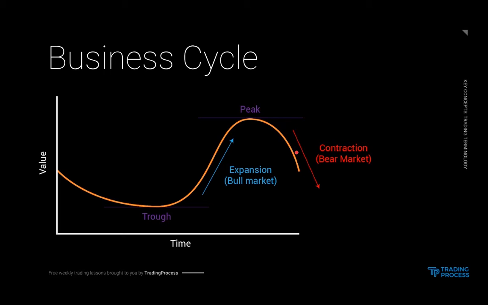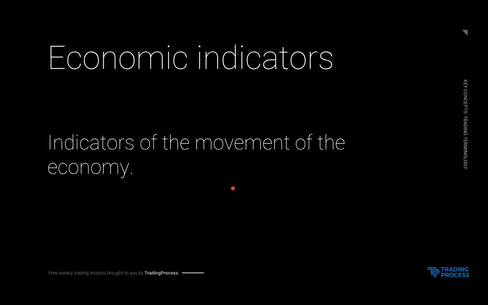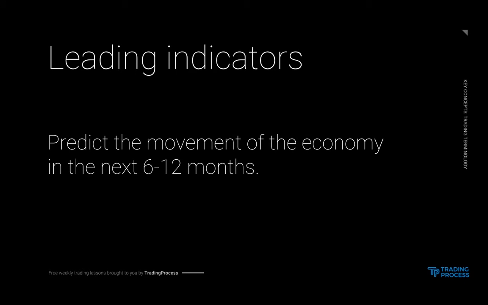What we have in order to perform our fundamental analysis are economic indicators. These indicators indicate the movement of the economy. The first indicator, and the best one, which is used by professional investors, is the leading indicators. The leading indicators predict the movement of the economy in the next 6 to 12 months. Professional traders look at leading indicators and interpret the results correctly so that they can predict the movement of the economy in the next 6 to 12 months. That is how they make their money.